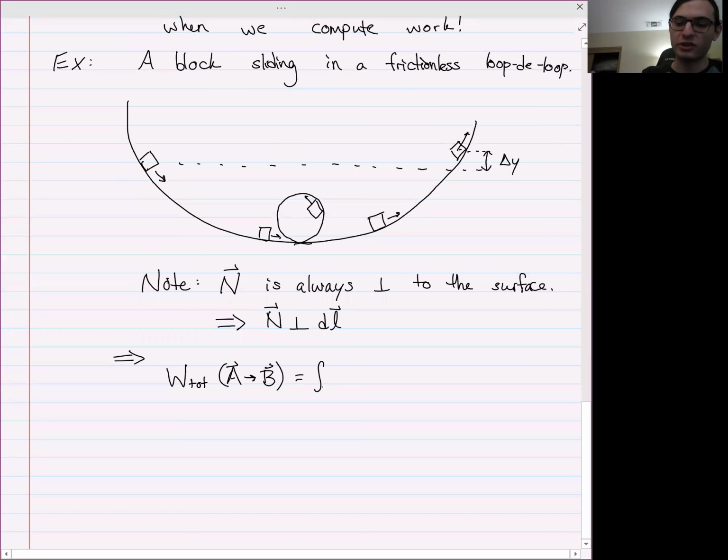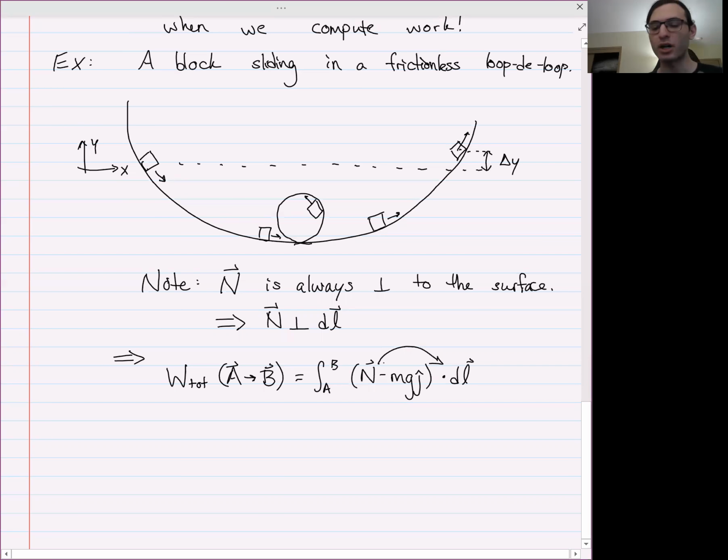The total work is the integral from a to b of the normal force minus mg in the j hat direction, let's give some coordinates, x and y, dotted into dl, and we still don't know what dl is. dl would be complicated too, because it's constantly changing directions. We know that the normal force part of that dot product is 0, because the normal force is perpendicular to that vector. So this is just equal to minus mg, integral from a to b, of j hat dot dl.